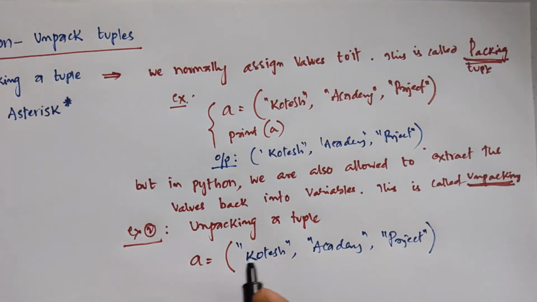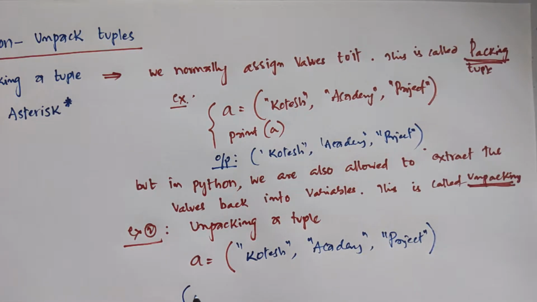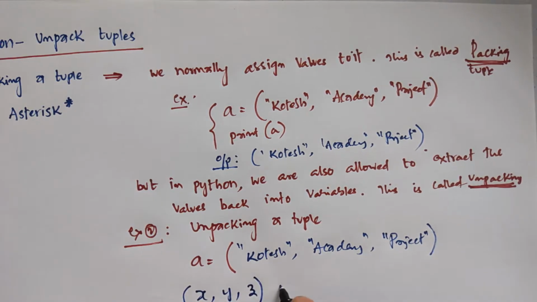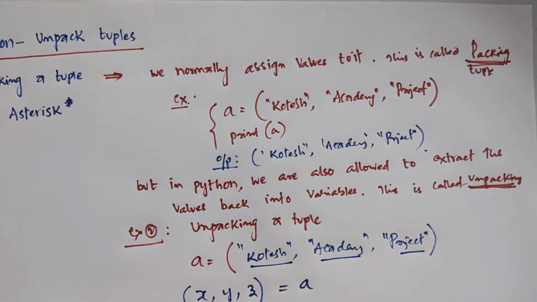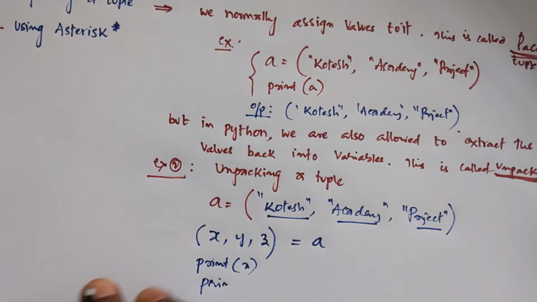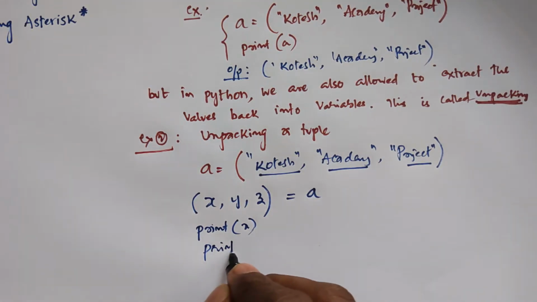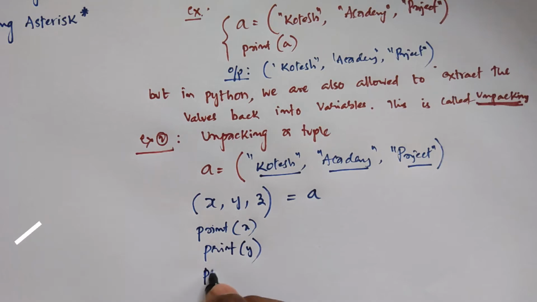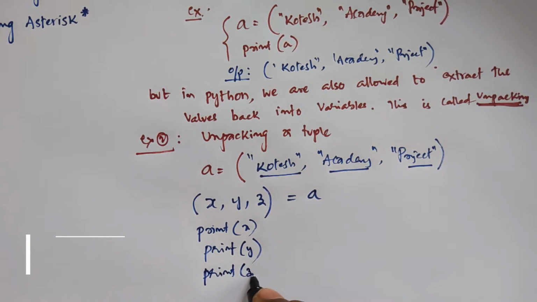Now we have to convert it into another form. That is, we take x comma y comma z in brackets, and then it is equal to A. So A contains 3 items, and all are moved to the left side. Then we write print of x, print of y, and print of z.